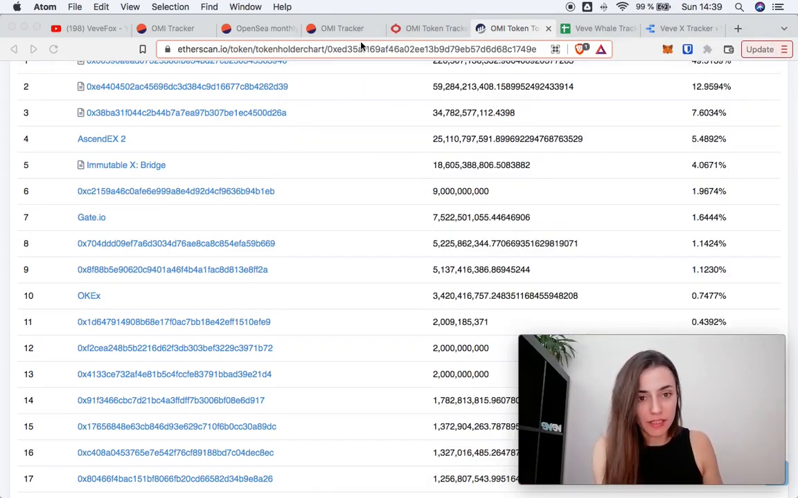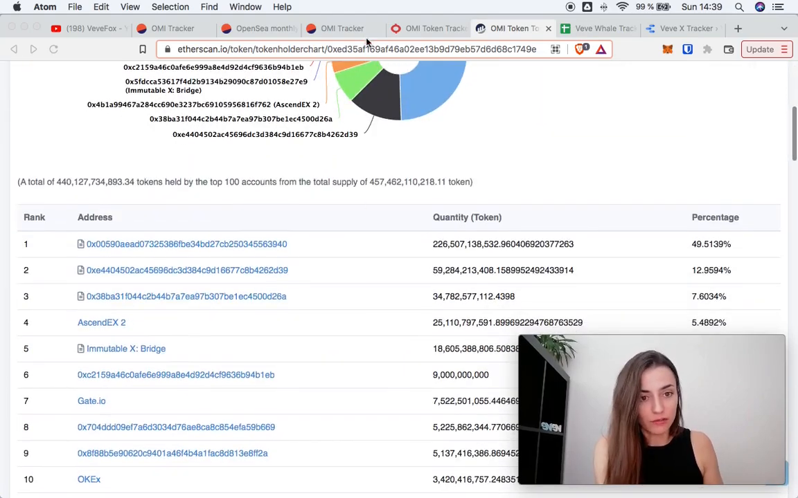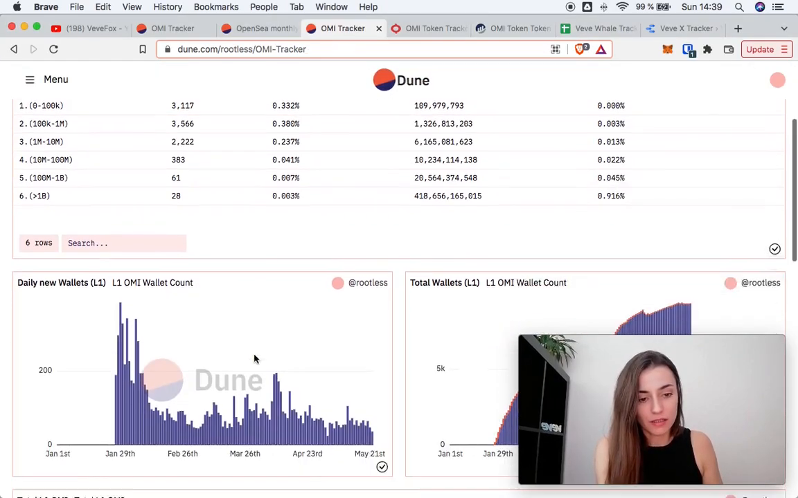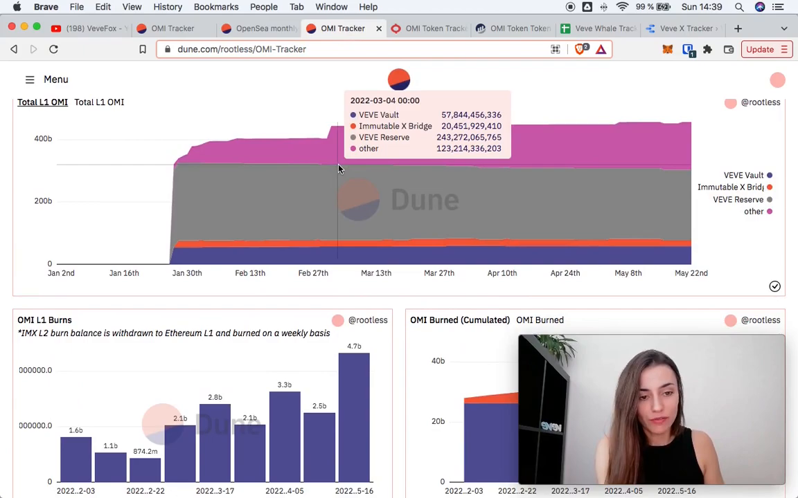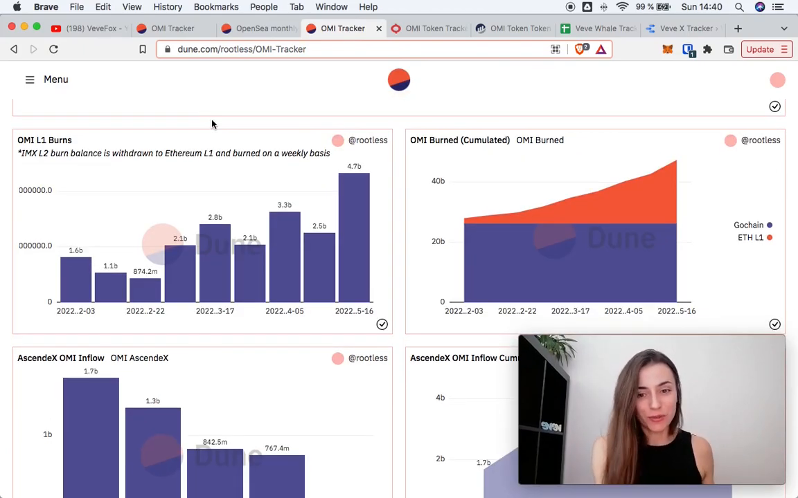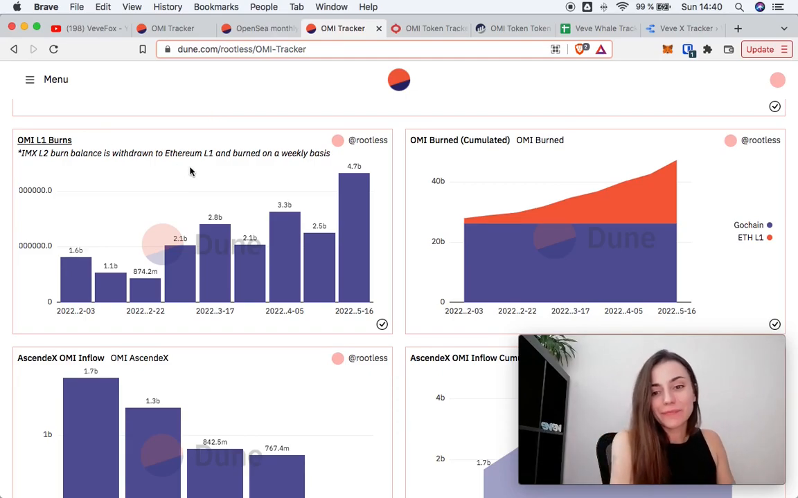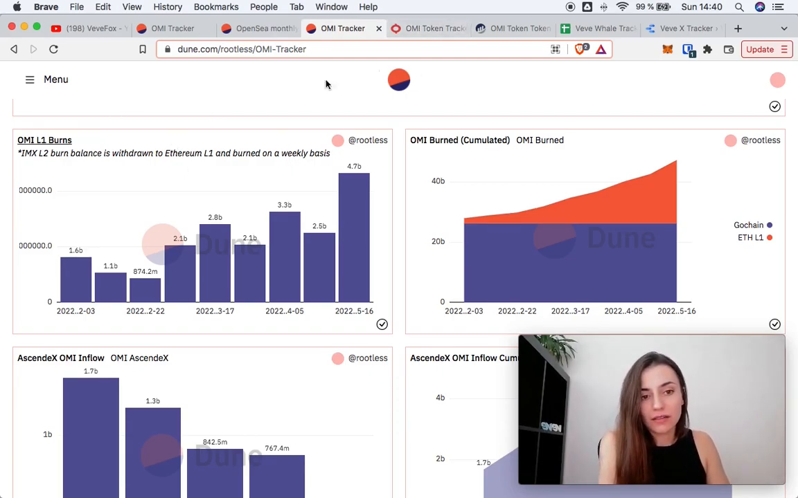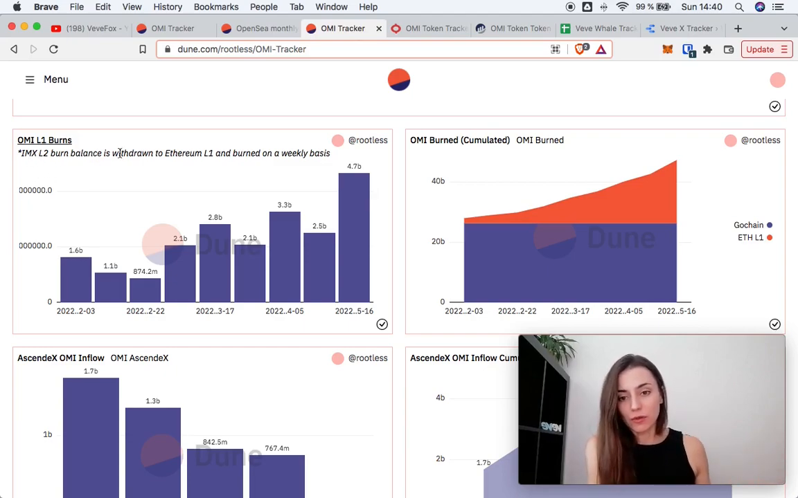So this is basically where I get the information from, and this is how I created this graph. Next, of course, what is super interesting is how much OMI we burn. It says on this webpage that the OMI burned on Immutable X layer 2 is withdrawn to Ethereum and then burned there on a weekly basis.